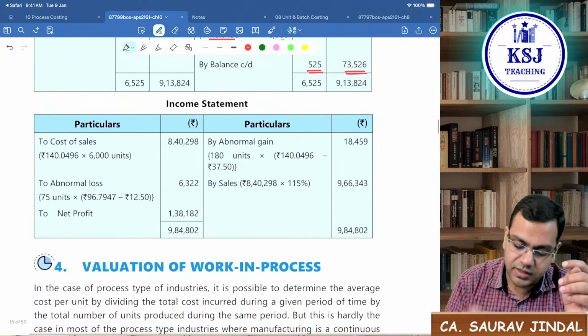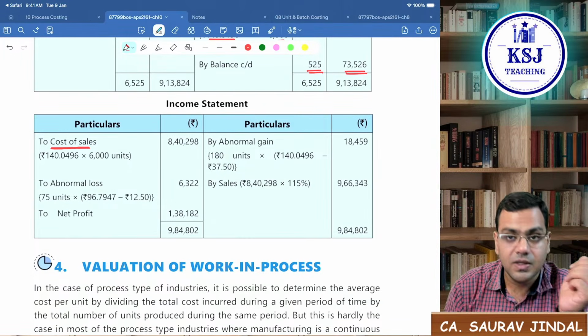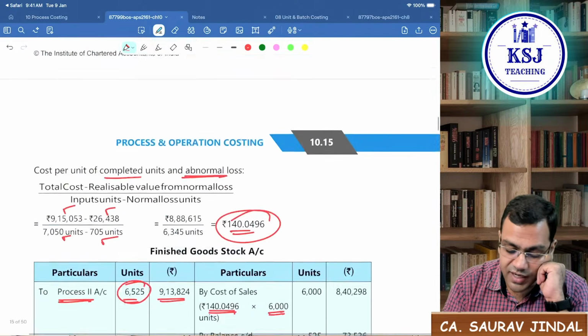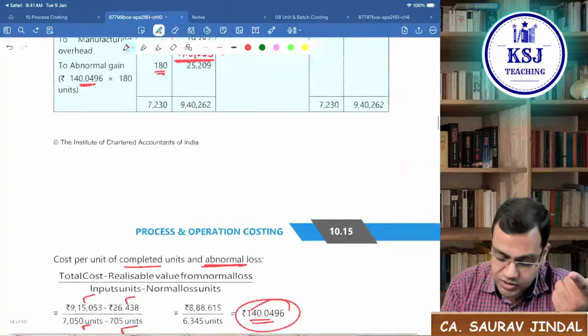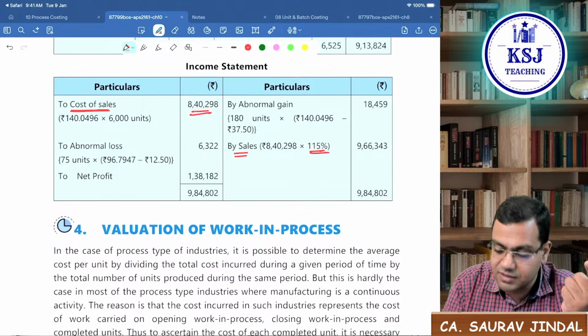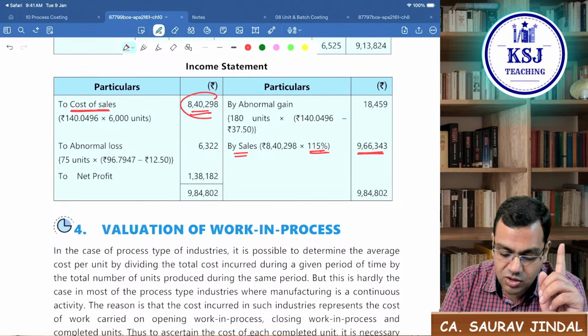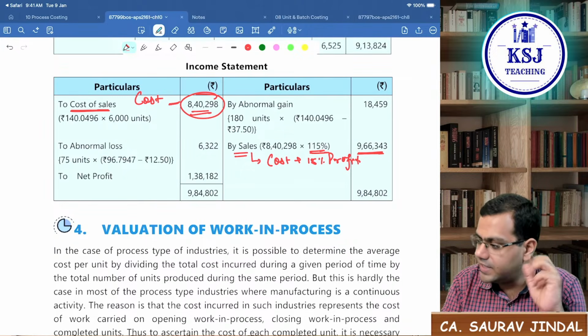Then they have prepared an income statement. In the income statement they have taken the cost of sales. Now what is the sales here? Read the question very carefully. What is given? 6,000 units were sold at a profit of 15% on cost. What is the cost here? The cost here is 8,40,298. So the sale value will be plus 15%, 9,66,343. This much is clear. This is the cost, right? The sales value represents the cost plus 15% profit on it. So this is your sales value.